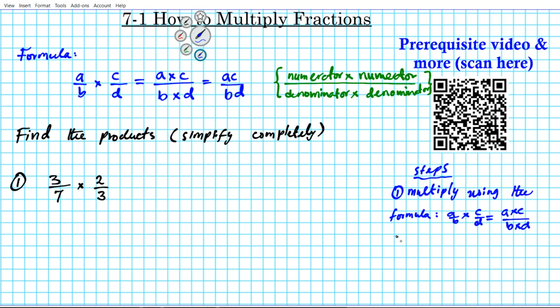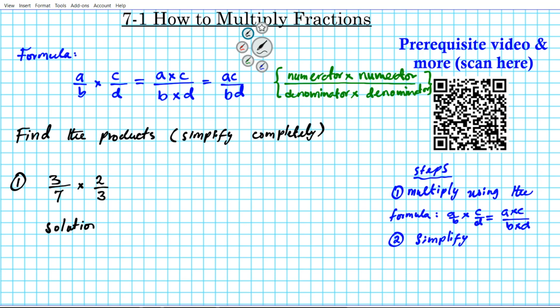Okay? After multiplying, the second step is for you to simplify. How do you simplify? You divide out the greatest common factors. If you don't remember how to simplify fractions, just scan this QR code here and it will take you right to lesson 7.0b, where the skill of reducing fractions or simplifying fractions is covered in detail. Okay, so let's go ahead and attack this problem.